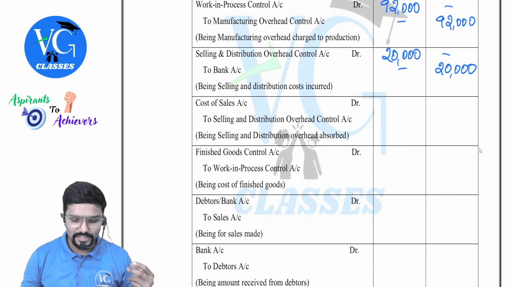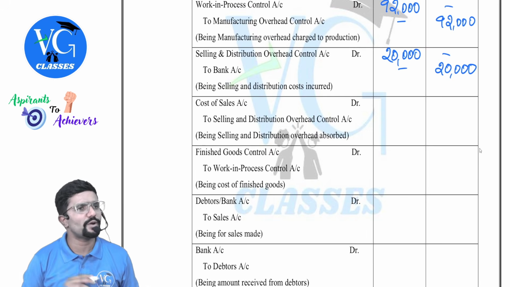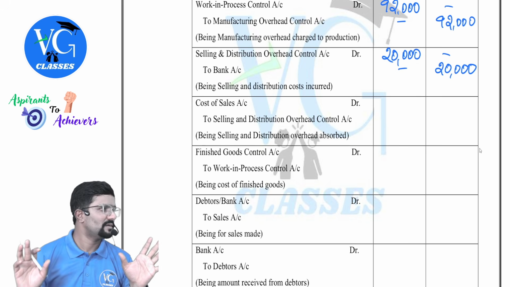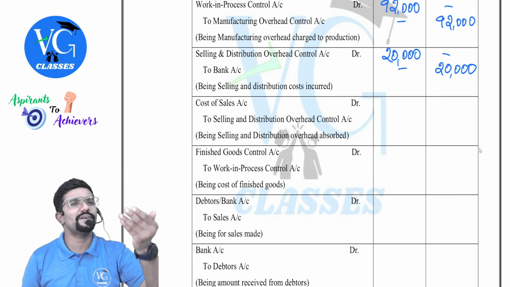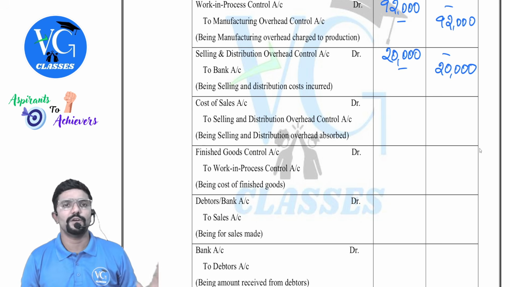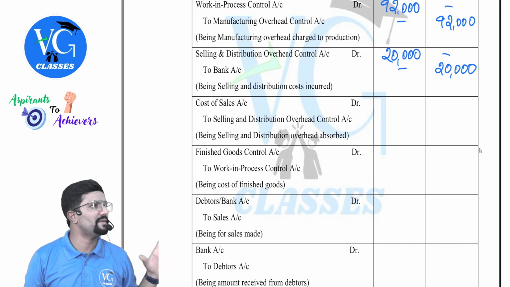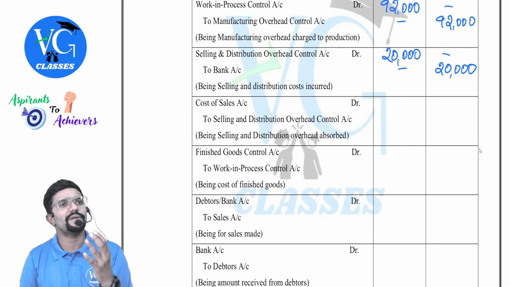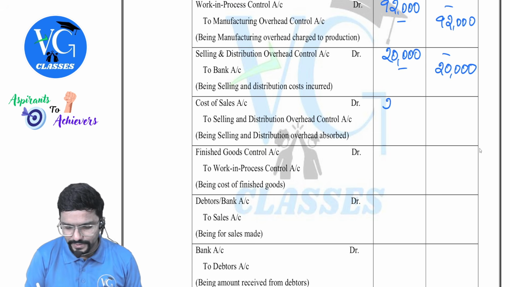And guys, cost of selling and distribution overhead we also absorbed. We have assumed it to be equal. For administrative overhead they gave incurred as well as absorbed both. Here only incurred is given. Let us absorb it. Assuming it is equal, you can just give a note telling selling and distribution overhead incurred is equal to absorbed. So the full amount 20,000 we are absorbing.